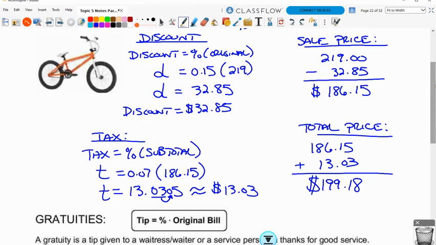have to follow. Calculate the amount of discount first. Once you know the amount of discount, subtract that from the original price to get the sale price. That number becomes your subtotal, which you can use to calculate your tax, all right? And then once you know the amount of tax, you add that to the subtotal, which was the sale price, and you will then know what the total cost is.